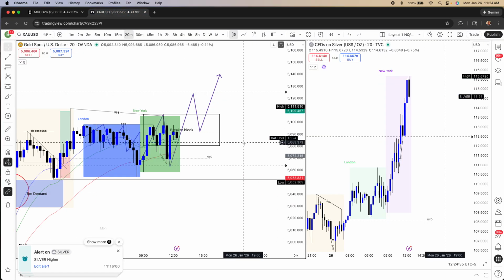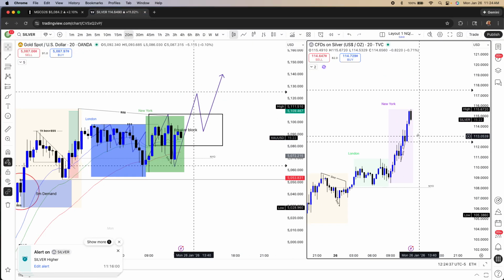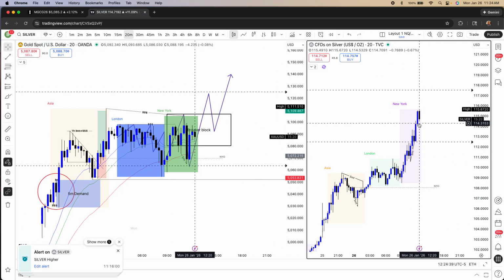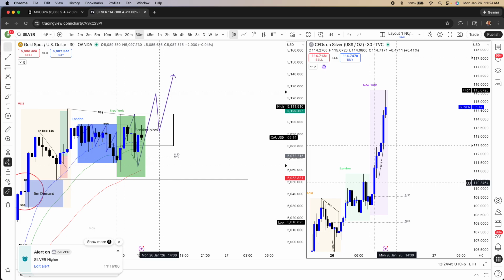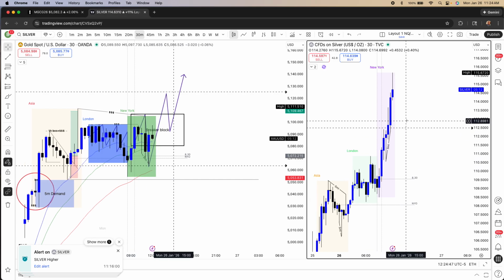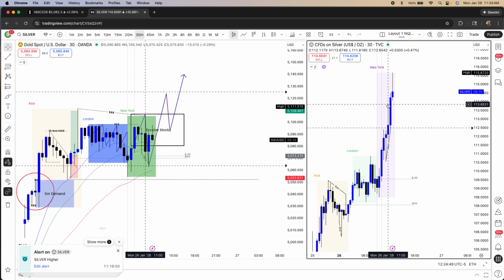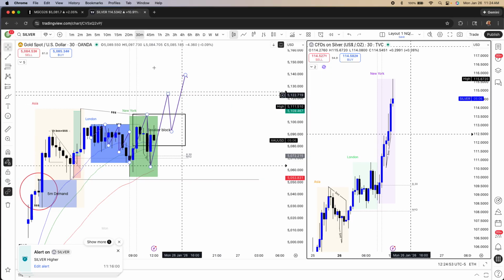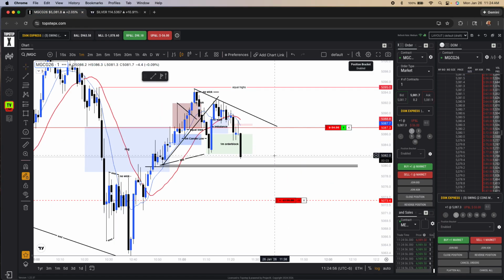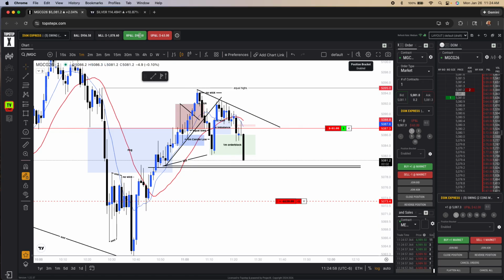Let me take a look at silver real quick. Silver is now starting to give some rejections from the top side. I'm gonna go check out the 30-minute. See what we have here. We got a 30-minute imbalance right here. This one has not formed yet, but we have 5 minutes for that to form. We're starting to push down pretty strong.